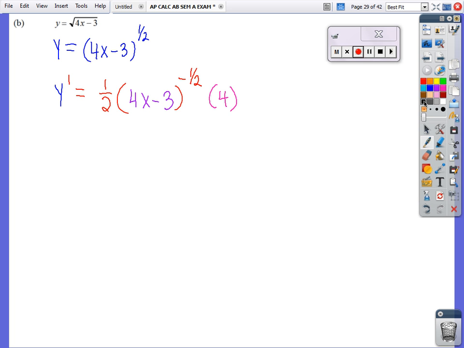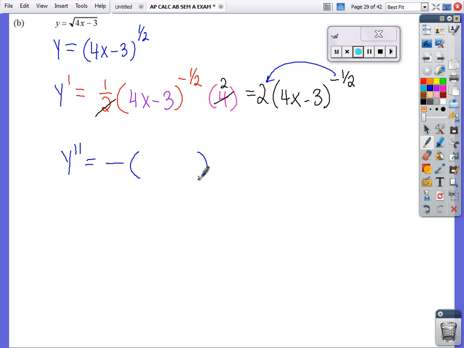So now I'm going to clean this up and get 2 times 4x minus 3 to the negative 1/2 power. Now we're going to take another derivative, the second derivative. So I'm going to multiply the 2 by negative 1/2, which gives me just the negative. And then subtracting 1 gives me negative 3/2 power.